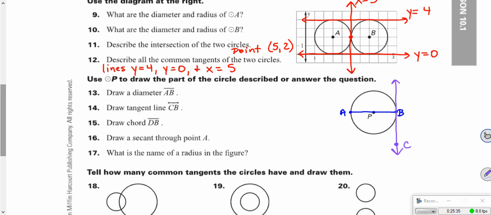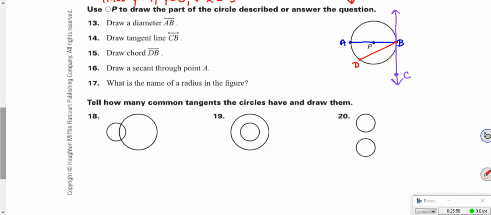We'll then draw a chord DB. This will be the last one I do. Again, they want you to use this point B and draw a different chord anywhere on the circle and label its endpoint D. Okay, and that's what you're doing. You just have 2 more to do.